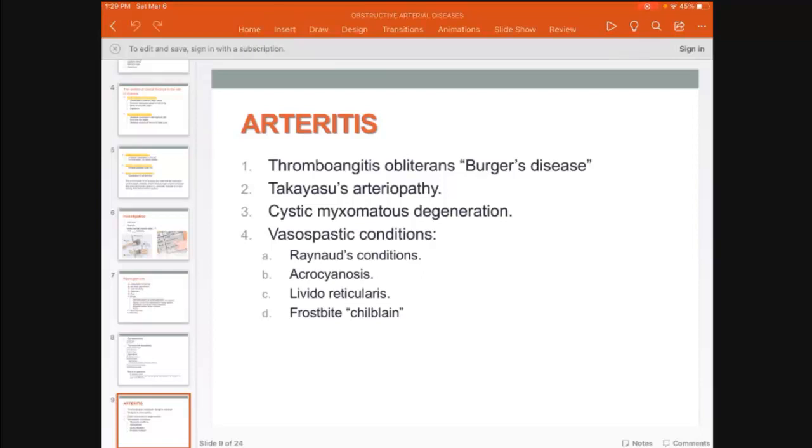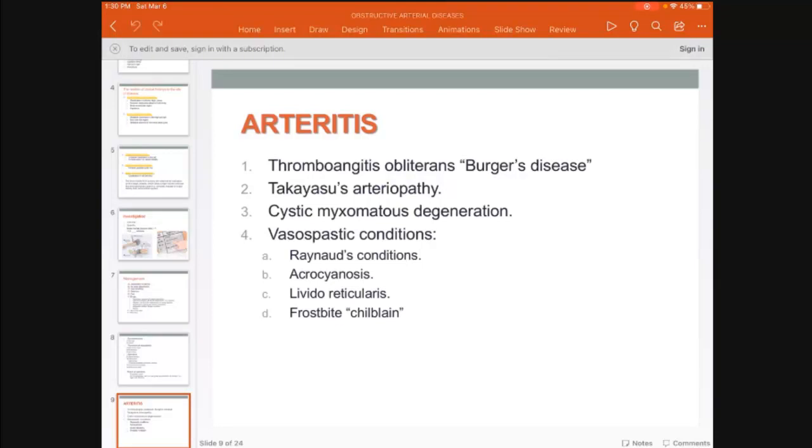Arteritis: the suffix -itis means an inflammatory process. The most important in arteritis is what we call thromboangiitis obliterans, meaning obliterating thrombotic inflammation of the blood vessels. Or we call it Buerger disease. If you get an exam question, what do we mean by thromboangiitis obliterans? It means Buerger disease, and if I mention Buerger disease, you should know it.